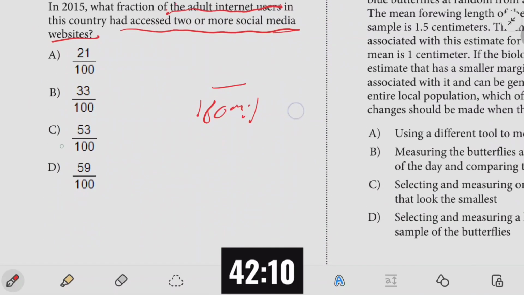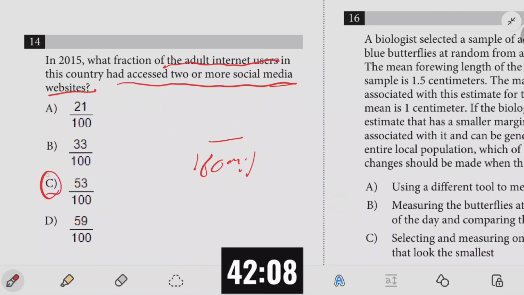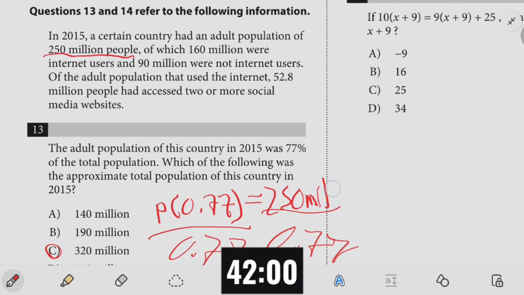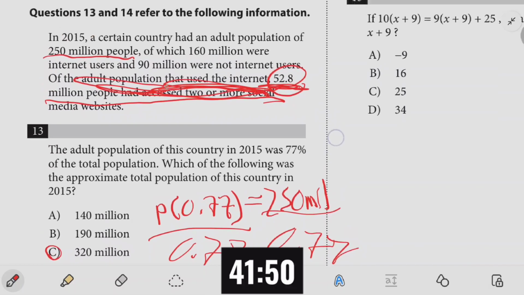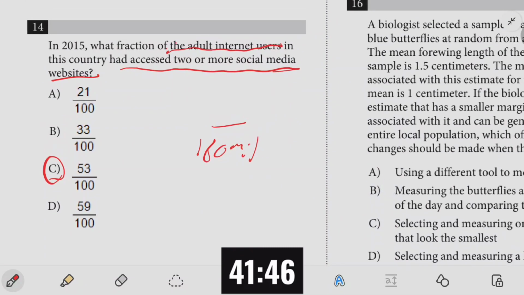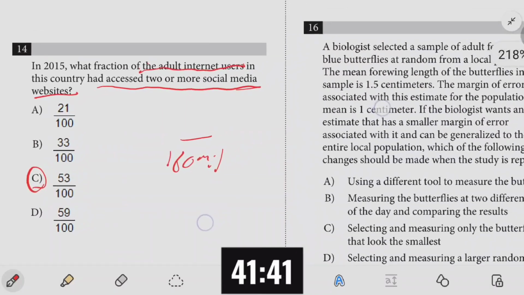Wait, you could literally just circle this. It's 52.8%. That's what it becomes. Yeah, you don't even need to do the math. It just tells you in the problem. Of the adult population that use the internet, 52.8 million people have access to two or more. So of the people that use the internet, 53% actually have access to two or more social sites, in which case that matches the description.